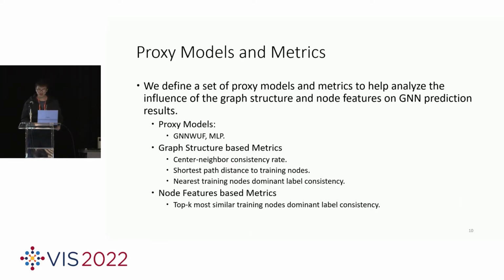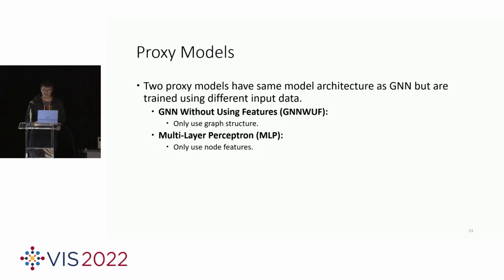We define a set of proxy models and low-level metrics to help analyze the influence of the graph structure and node features on GNN prediction results. Proxy models include GNN, MLP, and others. Metrics include graph structure-based metrics and node feature-based metrics.